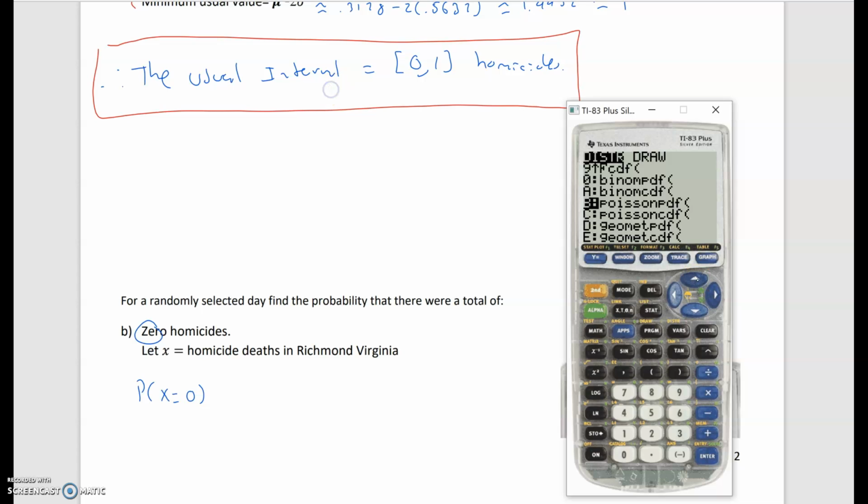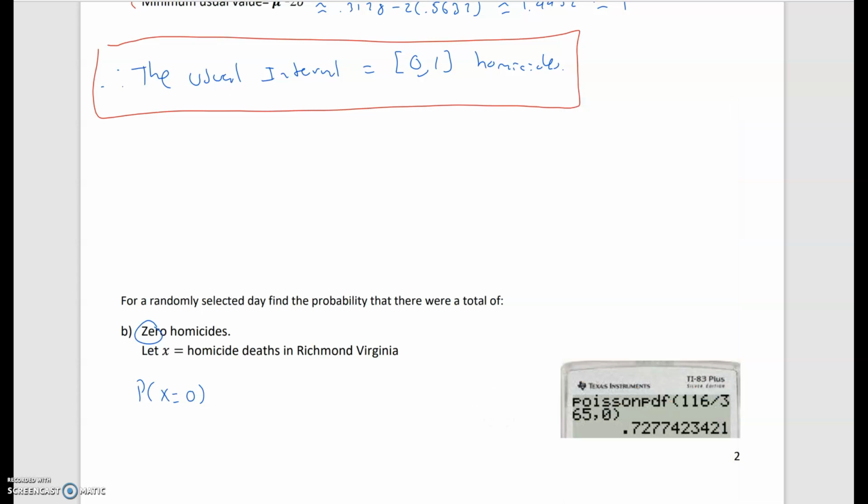Now in the calculator, since it wants a specific value, we're going to have to activate the Poisson PDF. And then the mean was 116 divided by 365, and then they want 0 successes. So I'm looking at 0.7277. Once again, the code on the PDF or the CDF, you're putting mu and then the successes. So in this case, this value here represents your mu or lambda, and this would be your X value. So for 0 homicides, we're looking at 0.7277.